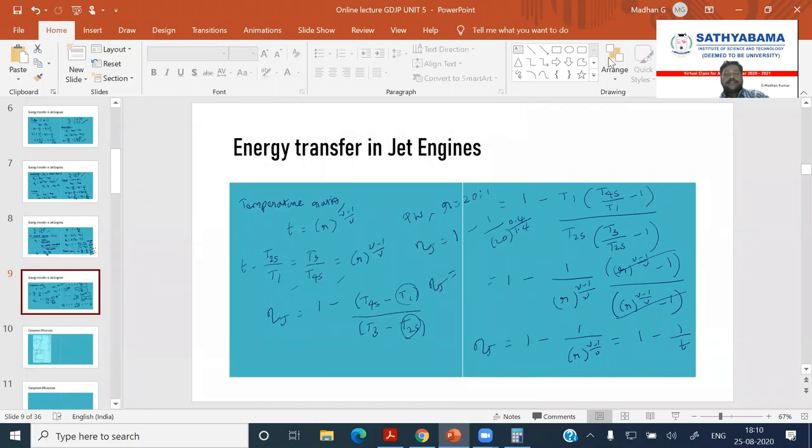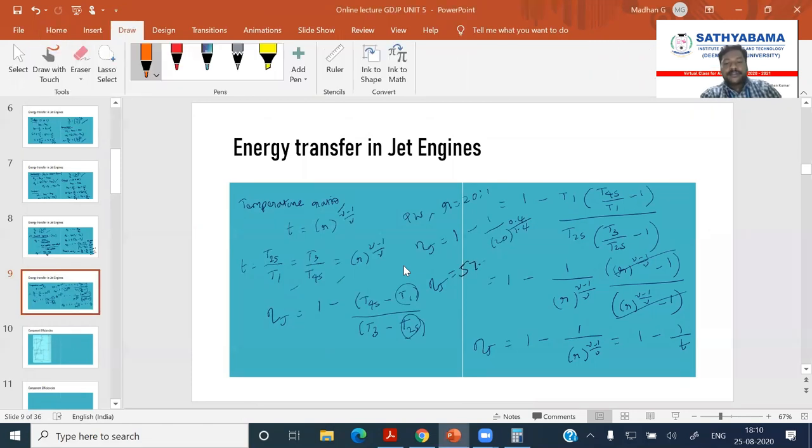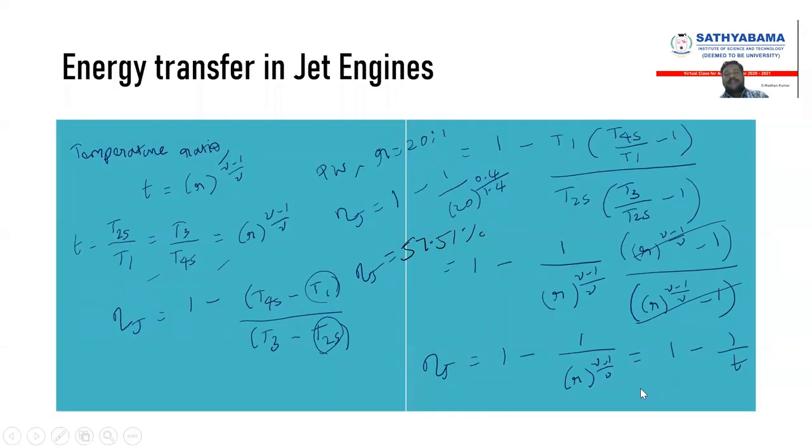0.5751. Yes, Bhagirath Kant, you are right. So it is about 57.51%. This is the air standard efficiency for a compressor pressure ratio of 20:1. If it is 30:1, your air standard efficiency is going to increase when you increase the pressure ratio. Nowadays we are having 30:1. So this is the formula for predicting the theoretical air standard efficiency.